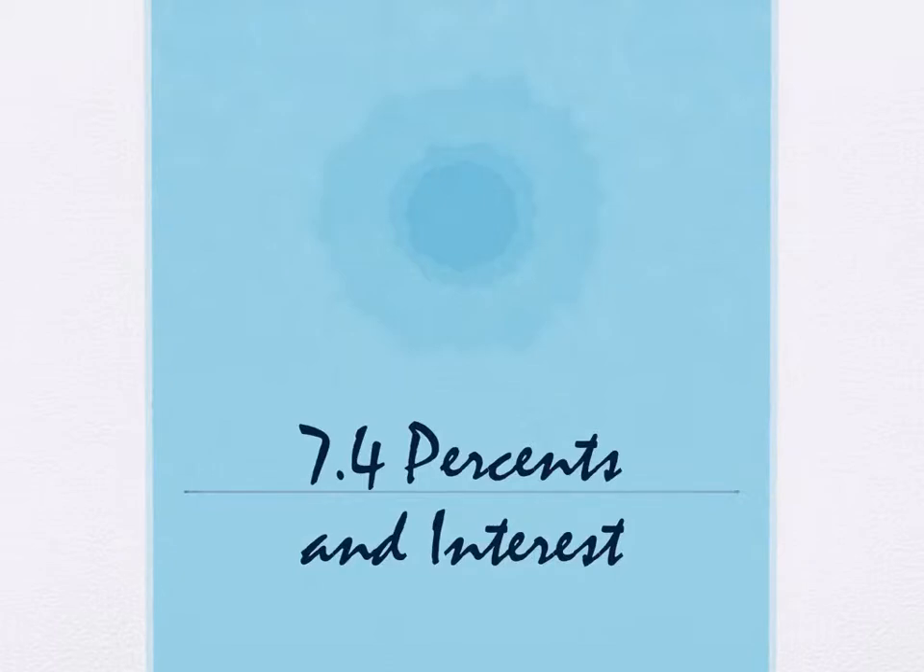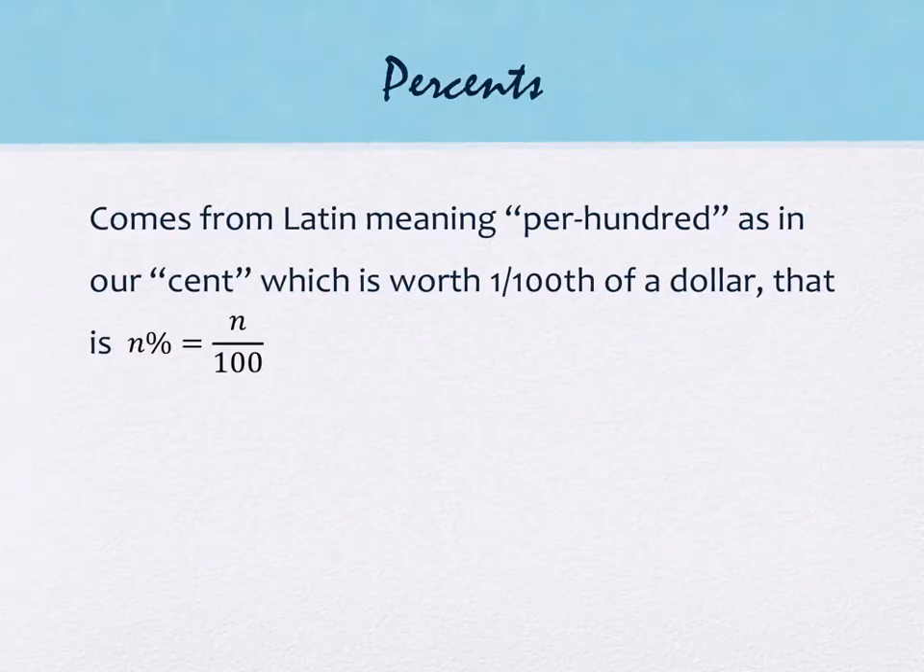The word percent comes from the Latin word meaning per hundred, as in our cent. Think about when we talk about 1 cent. It's worth 1/100th of a dollar. That is, when we write in percent, we mean in over 100. So you think about a penny, right? If you have 5 pennies, that's 5/100ths, 5 over 100 of a dollar. And that's where the word percent comes from.